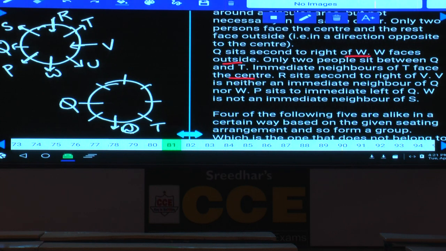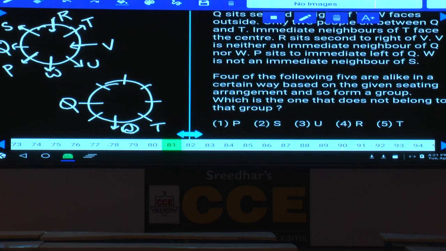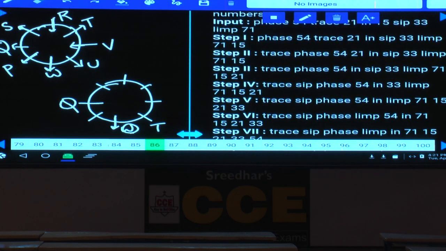Done with this? Now this is how these 8 persons are seated around a circular table. 2 towards the center and the remaining 6 are away from the center. Let's write down this arrangement. Question numbers 81 to 85. Next to 81 to 85, then let us start with question numbers 86 to 90.